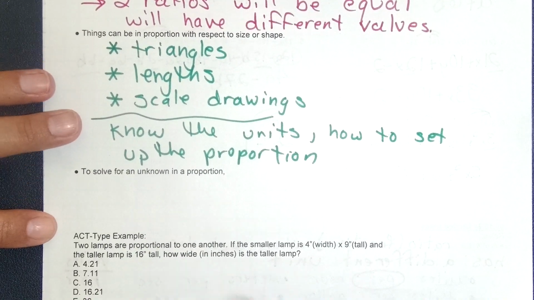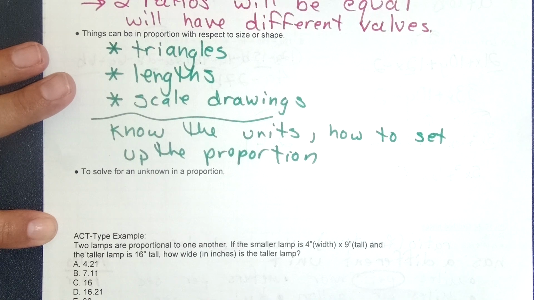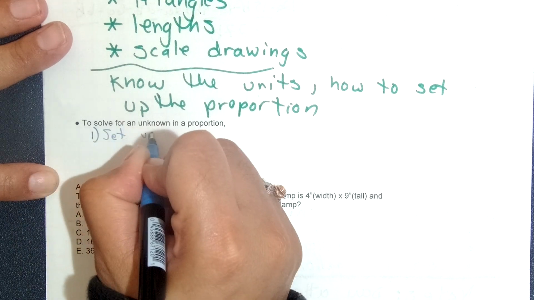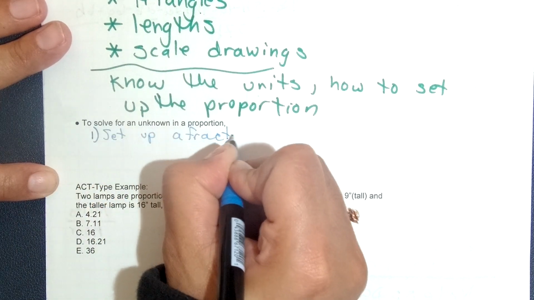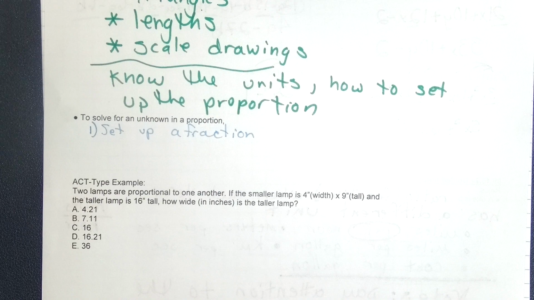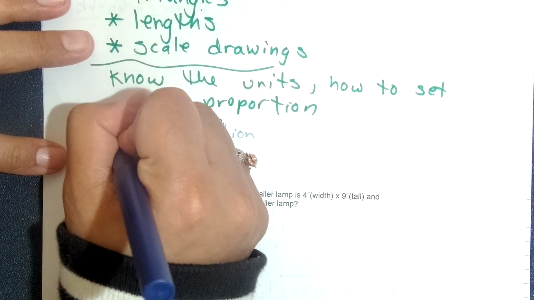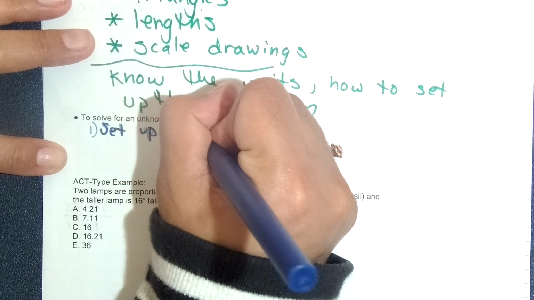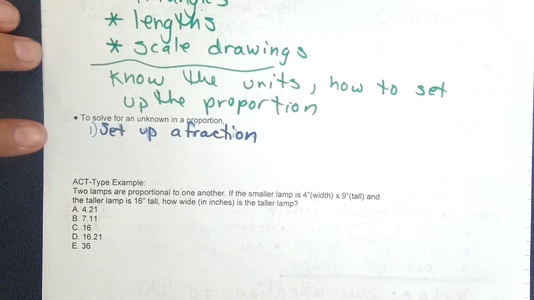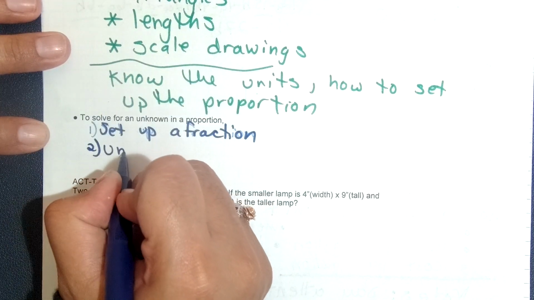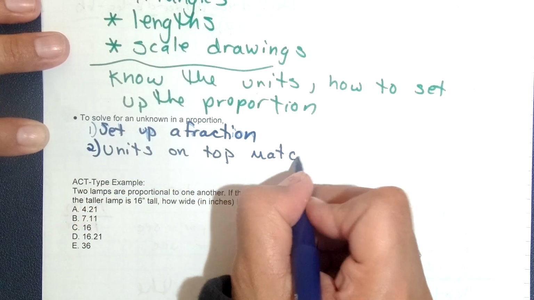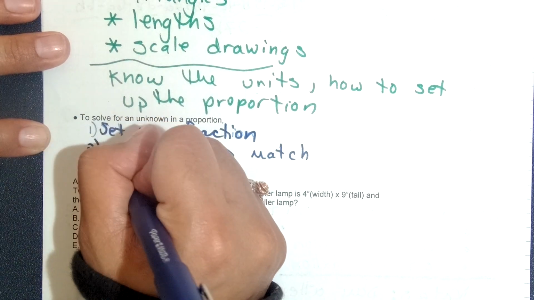So what you want to do is, am I going too fast? Okay. What you want to do is set up a fraction on each side of the equal sign. You want to make sure that the units in the numerator match, and I'll show you what I mean in a second. And then the units in the denominator match.